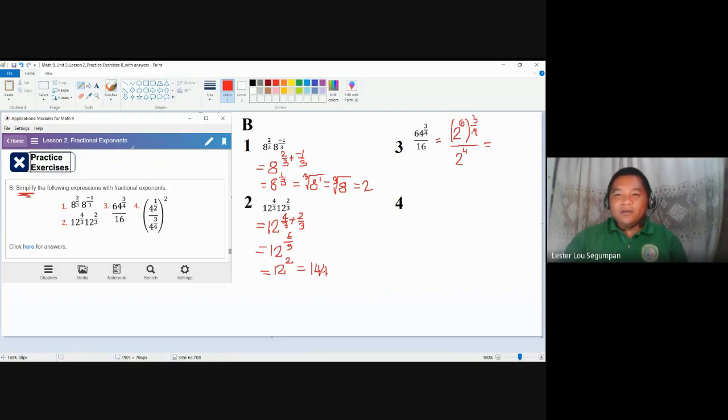Power rule means we are going to multiply the exponents. So you have 2 to the power of 6 times 3 fourths, all over 2 to the power of 4. Multiplying this, we know that 6 can be written as 6 over 1. So we have 6 times 3 is 18 over 4, or we could just simply cancel this out. 6 and 4, because 4 is 2 times 2, and 6 is 3 times 2. The two 2's are removed.